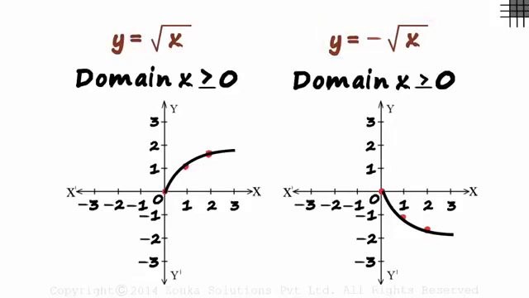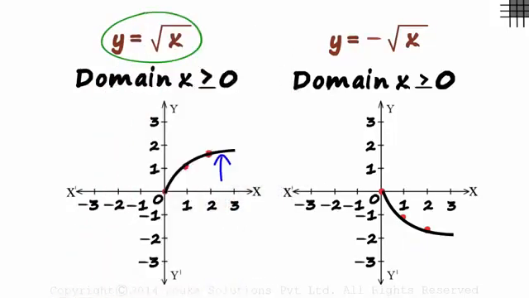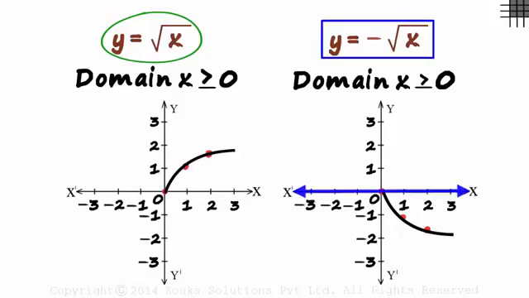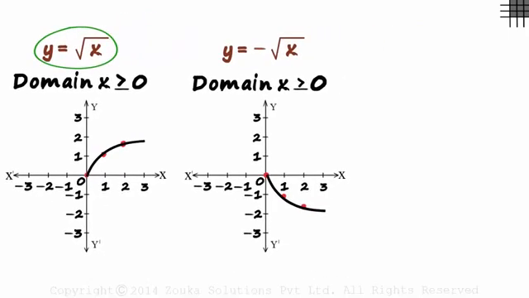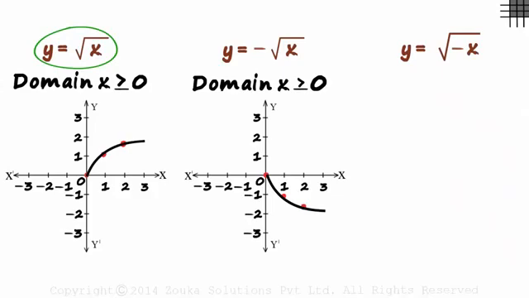What do you notice? This graph is a reflection of the graph of the original function, and it is a reflection about the x-axis. Negating the function reflects it about the x-axis. Okay, good. But what if we negate just the input? Say the function is y is equal to root of minus x. Find the domain first and then try plotting its graph.